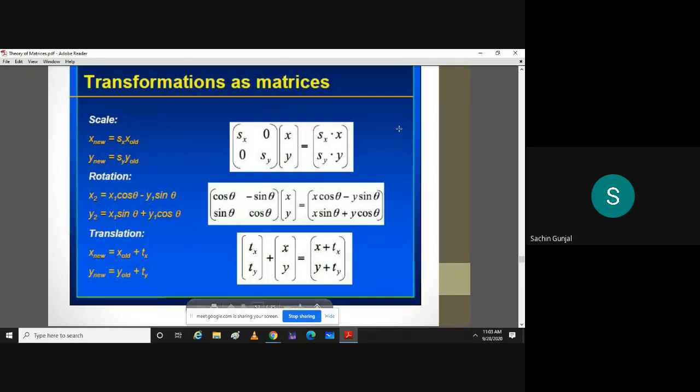Please write down these 3 matrices. So this Sx, 0, 0, Sy is called the matrix of scaling. This cos theta, minus sin theta, sin theta, cos theta is called the rotation matrix, which is very famous. And this tx, ty is called the translation matrix.